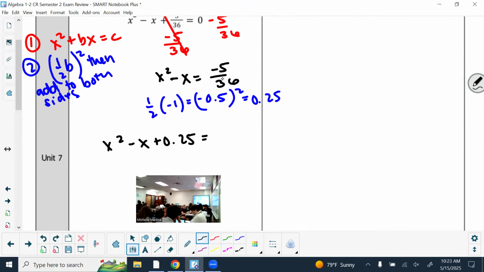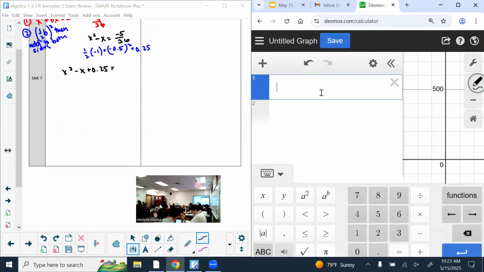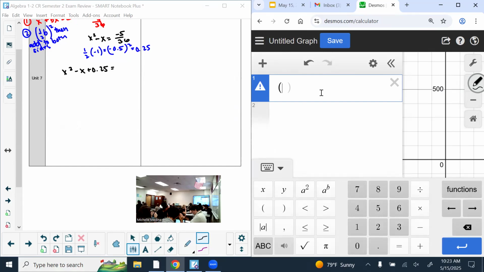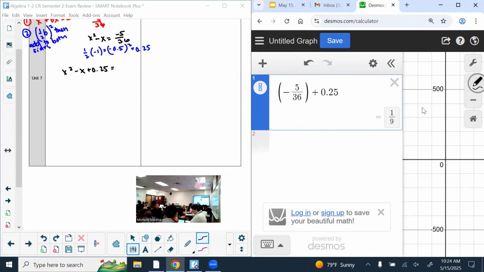And I need to do this fraction plus 0.25, so let me do that. I wouldn't even try to do it by hand. That would be a waste of time, in my opinion. So in the calculator, doing -5 over 36 plus 0.25 gives me that decimal. It goes on forever. I don't want to have to round it, so I'm going to press this button for the fraction. And so it's equal to 1/9 on the right side. And that's me doing the second step.